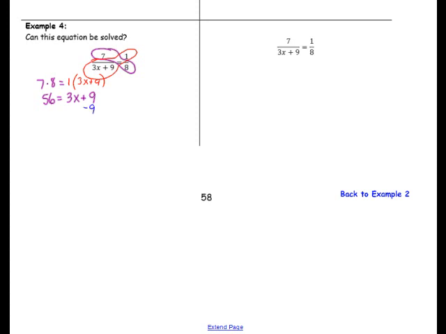I'm going to subtract 9 from both sides of the equation. That leaves me with 47 equals 3x. Divide by the coefficient 3. The value of x is equal to 47 thirds. Next, we'll go back to example 2.